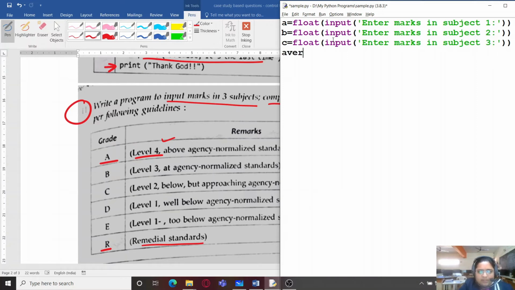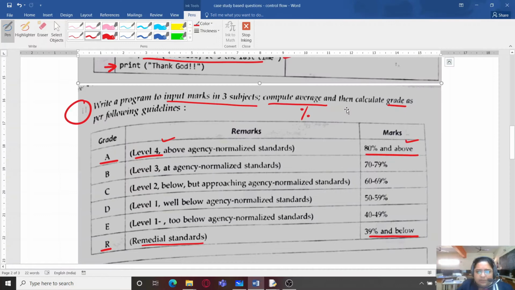And we need to calculate the average of it. So average is A plus B plus C. Considering that per subject marks are out of 100, so I can simply divide it by 3. And I can also write A plus B plus C multiplied by 100 divided by 300. So this can also be done, and simply because this also evaluates to 3, so we will be simply writing it as 3. Now the average has been calculated. Now we need to calculate the grade over here.